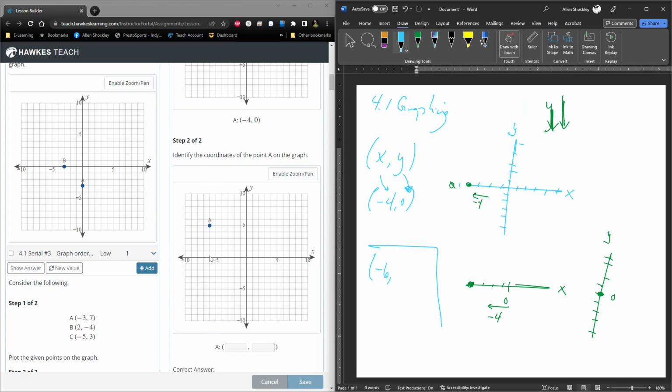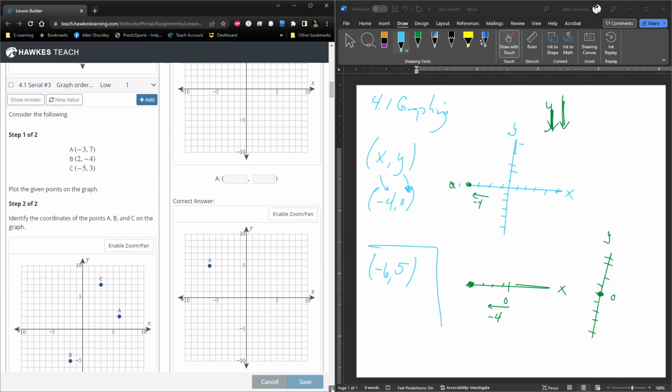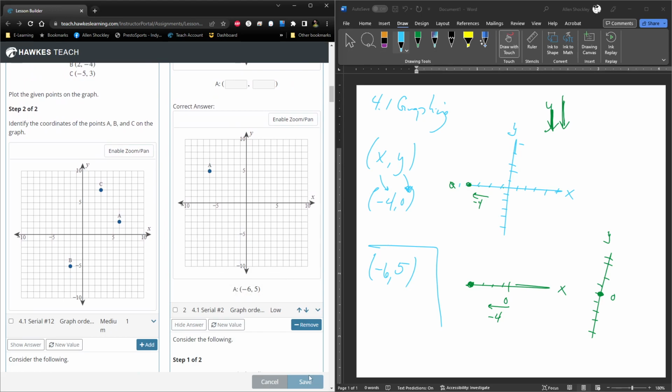So we go from -6, and then we start counting. 1, 2, 3, 4, 5. So we went up 5, and since we went up 5, it's going to be a +5. And so our coordinate is now -6, 5. So -6 and 5, which is the coordinate that we have.